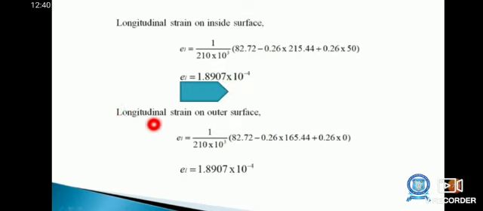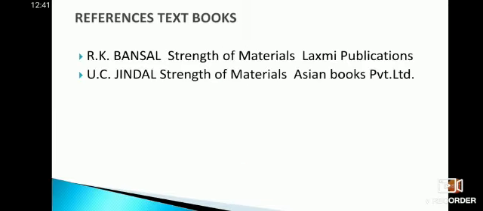Next we find the longitudinal strain on the outer surface. The outer surface longitudinal strain is equal to 1 divided by 210 into 10 raised 3, 82.72 minus 0.26 into, the value will be changed, 165.44 plus 0.26 into 0. The outer pressure is 0, so we apply 0.26 into 0. So the longitudinal strain on the outer surface is 1.8907 into 10 raised to minus 4.